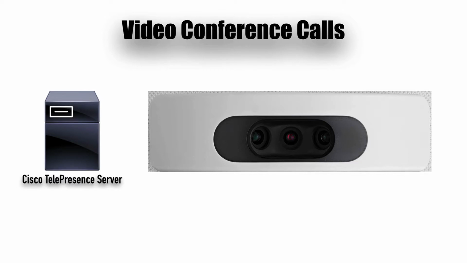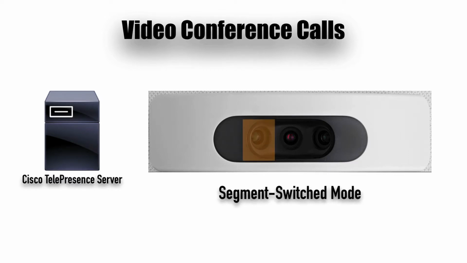One option is to use the segment switched mode, where just that camera is going to be used to send video to the remote site. So a remote site, when they're looking at this room containing 6 people and only one person's talking, they're just going to see the video from this individual camera, which is going to show just 2 people in our example.